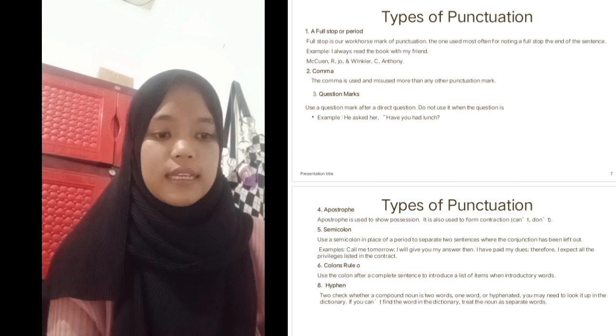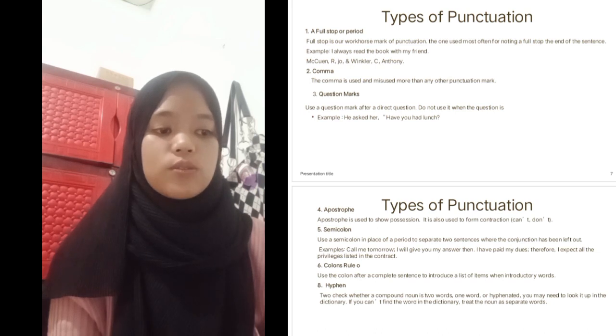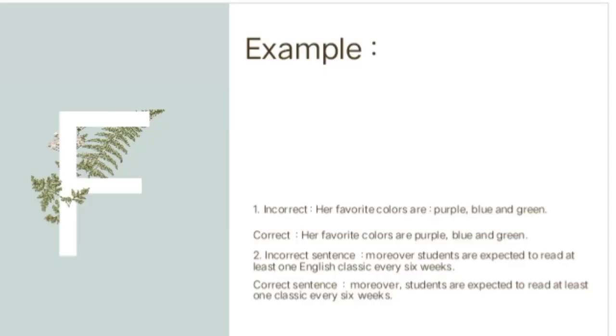And the next is hyphen. To check whether a compound noun is two words, one word, or hyphenated, you may need to look it up in the dictionary. If you cannot find the word in the dictionary, treat the nouns as separate words.